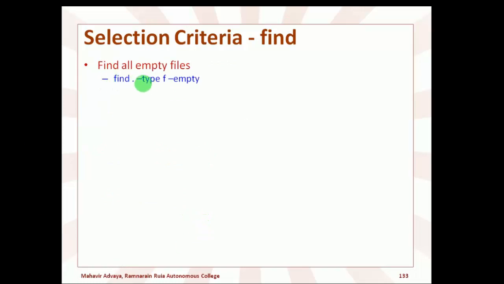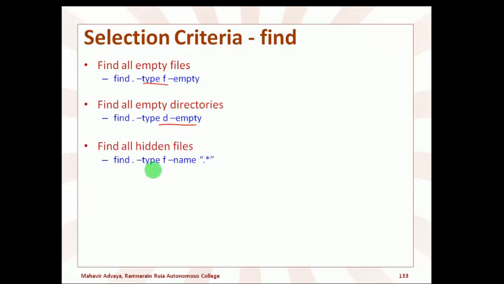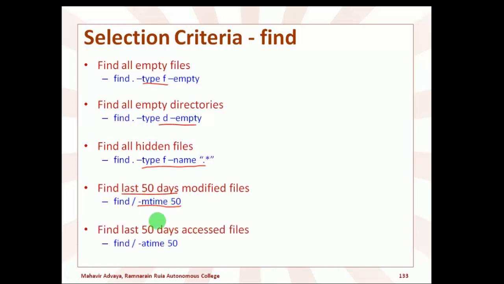Then you can also search for the empty file. If you have some empty file in your directory, you can search for the empty file, or empty directory. If you have some hidden files, you can try out all these options. Now you can search for all the files that were modified in the last 50 days or that were modified before 50 days. So this is how you can search for the modified file names. So mtime 50, and the files that were accessed in the last 50 days.